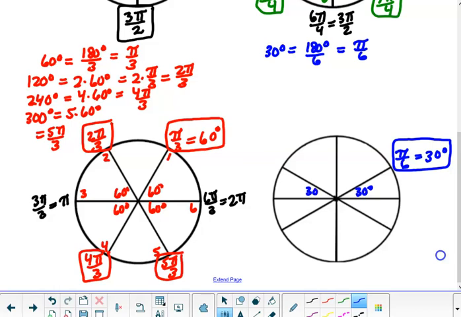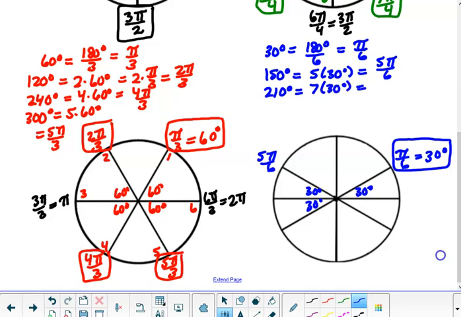Then our next 30-degree angle is 150. This one I think is easier to think of as just a multiple of 30. So 150 is 5 times 30, which would then be 5 pi over 6. Then the next special angle in quadrant 3 is 210. So 7 times 30 is 210. So this is 7 pi over 6.